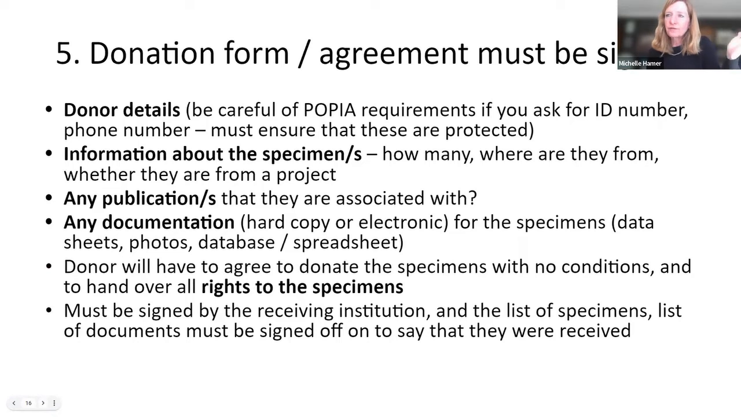And then the fifth point in that list of policy guideline statements was about donation forms. There is an example in the manual, a template that you can use, and it asks for the donor details. It asks for their name, their ID number, their phone number, their address, and that's all fine. But you must remember that there's this Protection of Personal Information Act now.